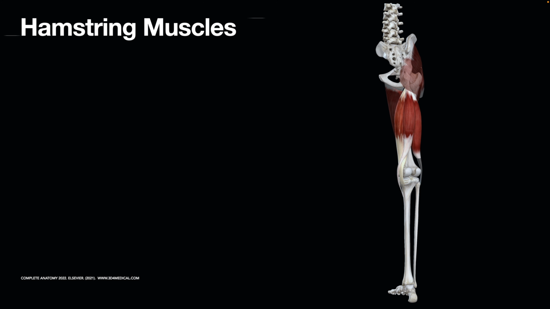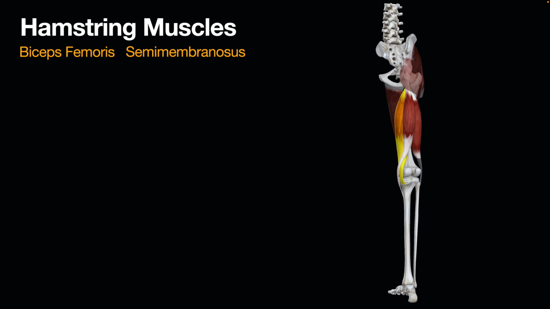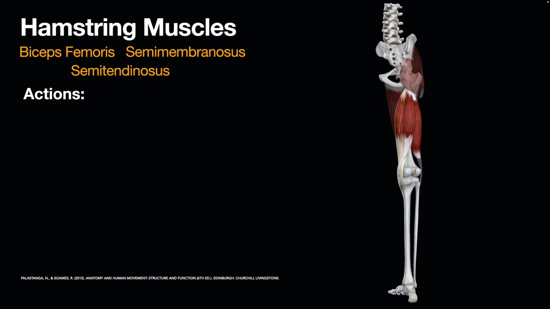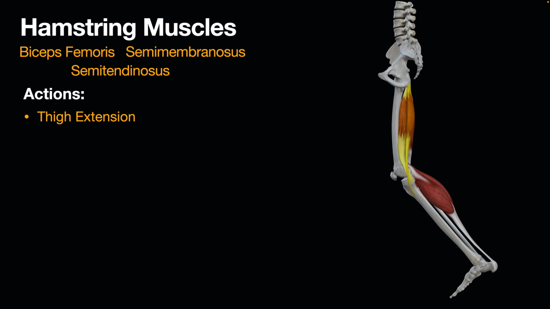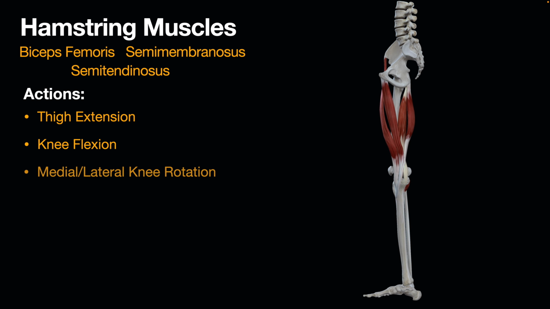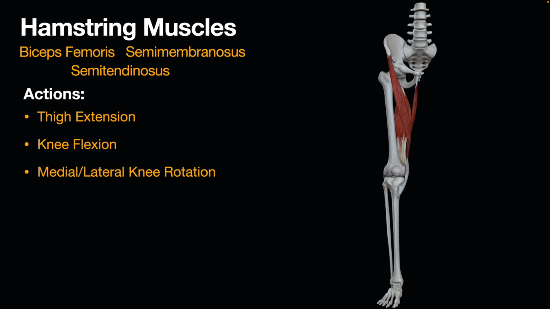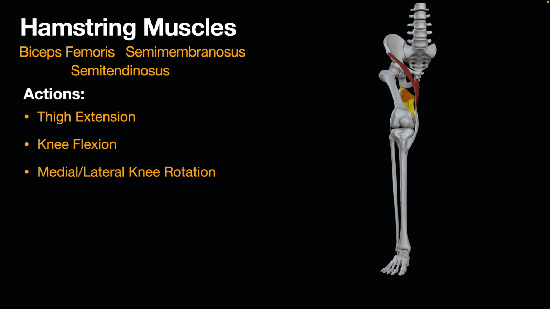The posterior muscles of the thigh are commonly referred to as the hamstring and are composed of the biceps femoris, semimembranosus, and semitendinosus muscles. As they cross both the hip and knee joints, they are responsible for multiple actions, including extension of the thigh, flexion of the knee, and while the semitendinosus and semimembranosus muscles are responsible for medial rotation of the knee, the biceps femoris contributes to lateral knee rotation.